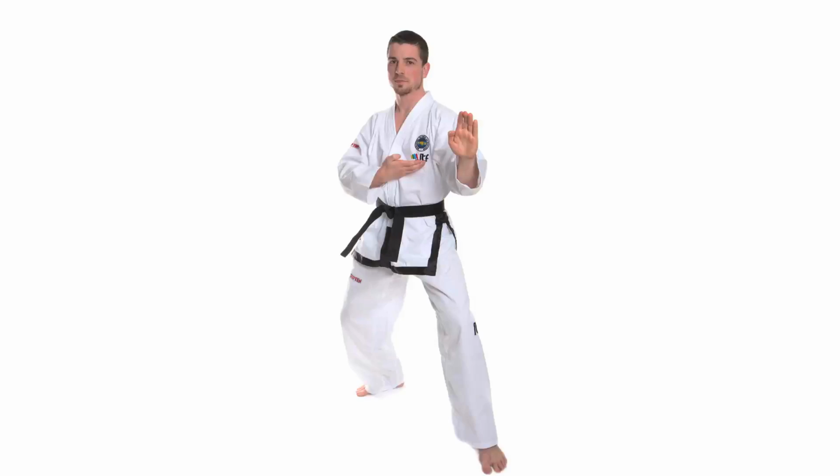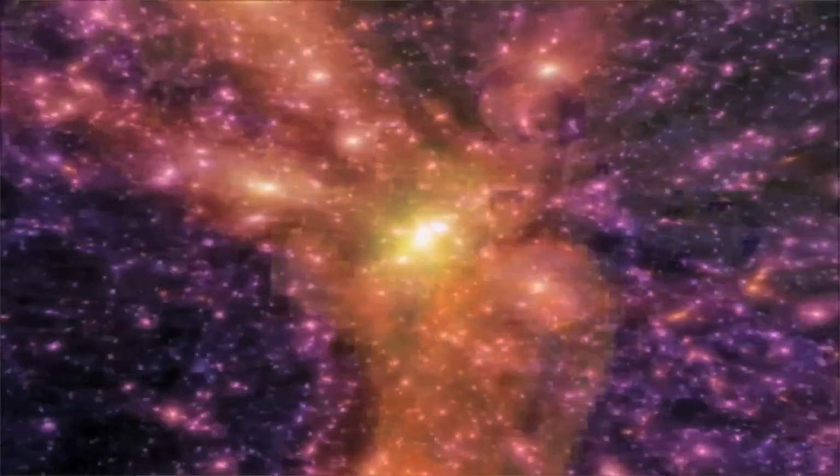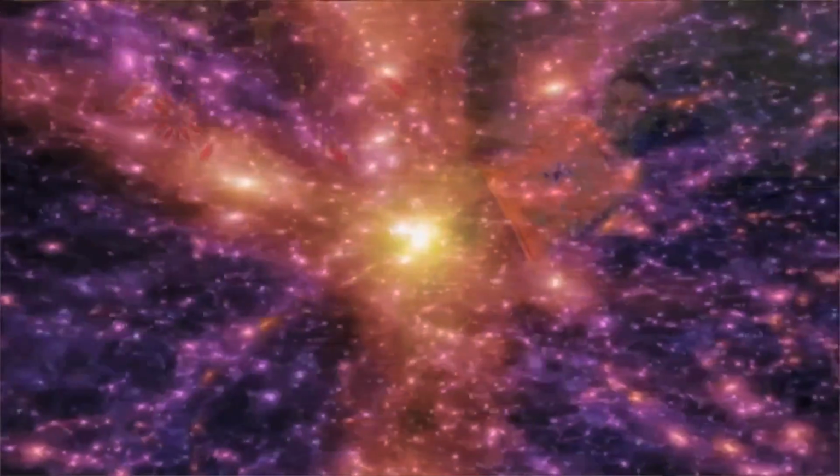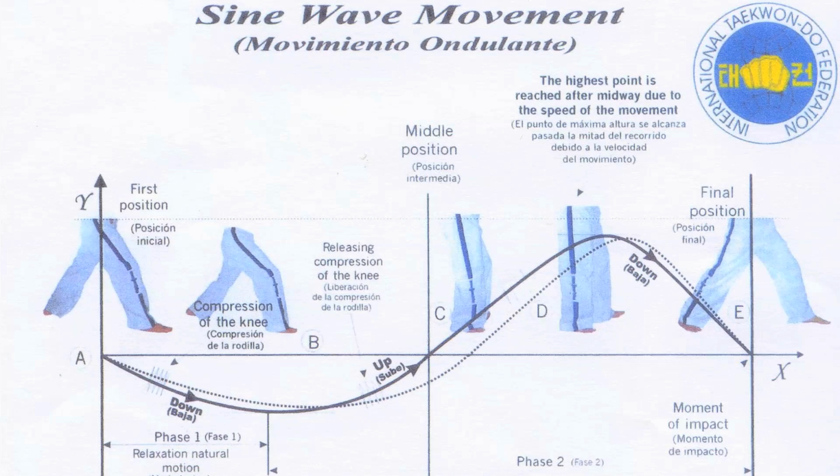Every martial art, be it karate, tai chi, jiu-jitsu, kung fu, uses some or all of these elements to generate power in their techniques. In Taekwondo, the unified theory of power, the way all of these elements are brought together for practice, is called the sine wave.